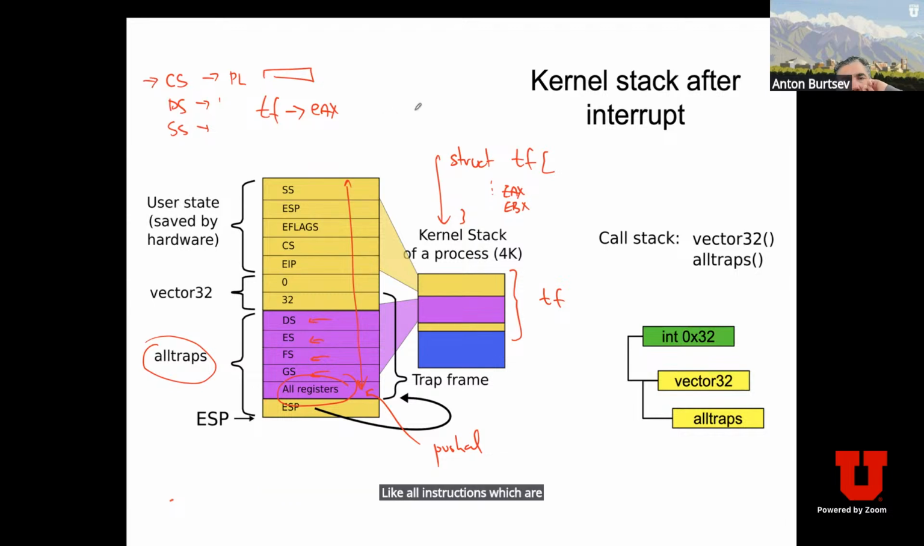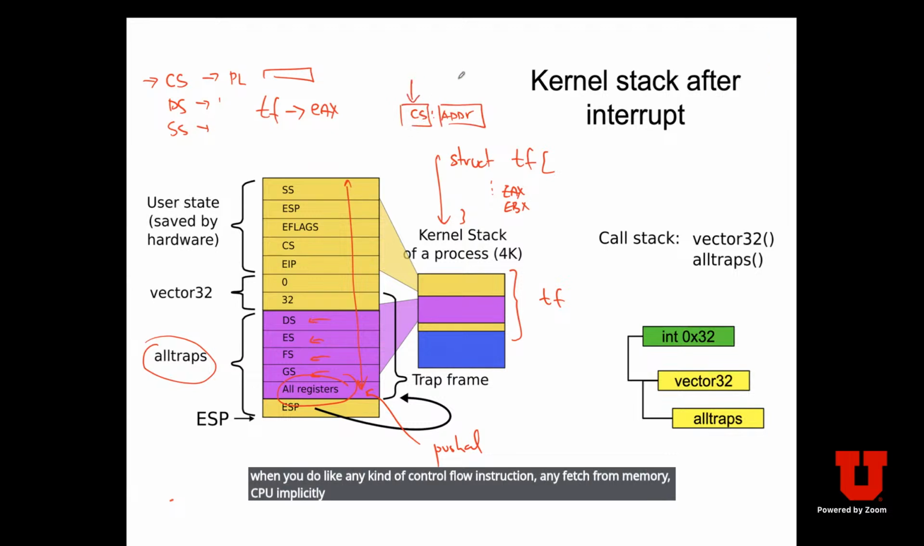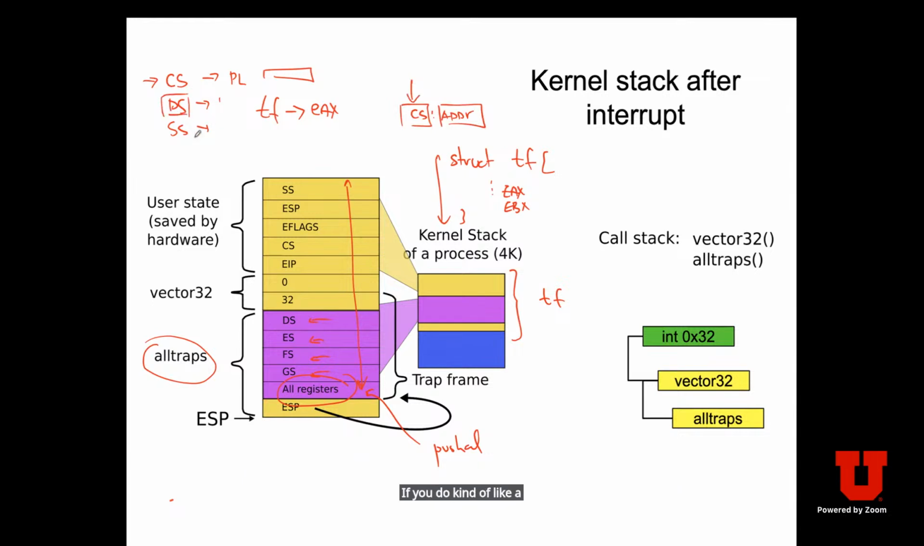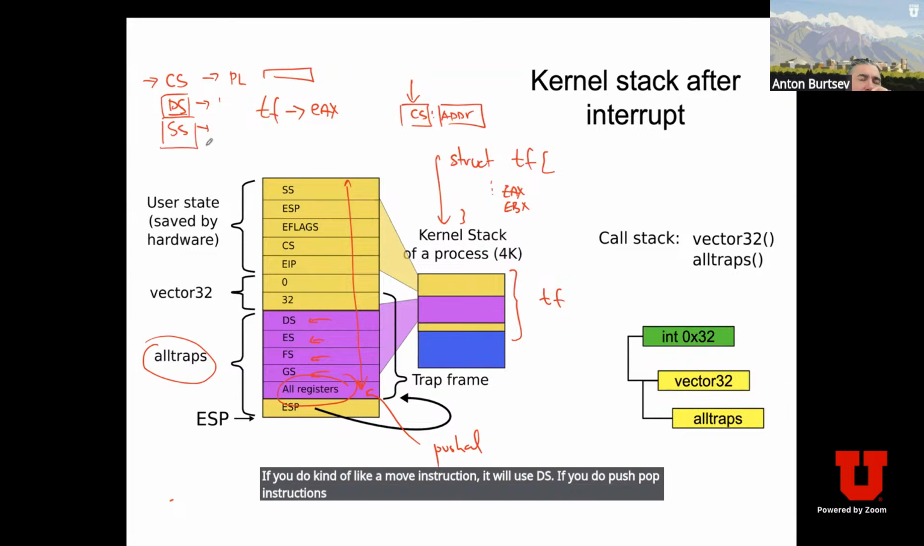Remember, for example, CS determines the logical mode of execution. So CS is always used when you do any kind of control flow instruction, any fetch from memory. The CPU implicitly uses CS. If you do a move instruction, it will use DS. If you do push or pop instructions, the CPU implicitly uses the stack segment. And user code is allowed to use other segments like ES, FS, and GS.